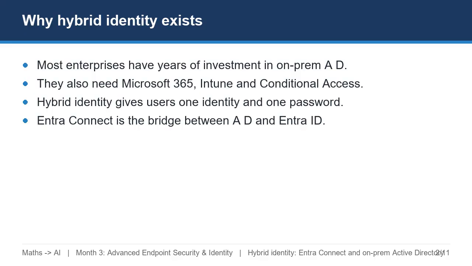Let's start with why. Most organizations didn't begin in the cloud. They have years of investment in on-prem AD, group policy, file shares, apps that authenticate against domain controllers. But they also need the cloud, Microsoft 365, Intune, conditional access, and that lives in Entra ID. Hybrid identity bridges the two so a user has one identity, one password, and one sign-on experience whether they hit a file share or a cloud app. The bridge is Microsoft Entra Connect running Connect Sync.